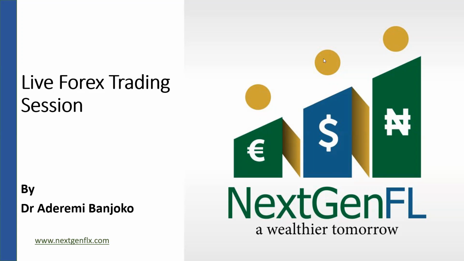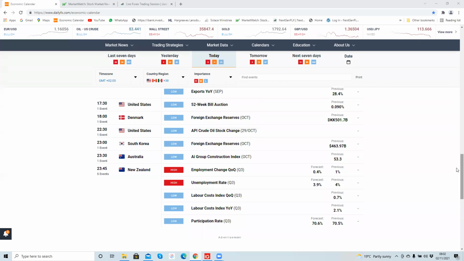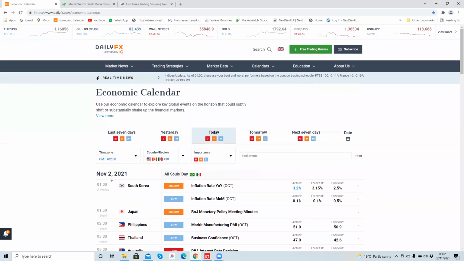The main markets we'll be looking at will be the Euro-US dollar and the dollar-Canadian dollar. So we start as usual with the economic calendar. Looking at the economic calendar, today is Tuesday, the 2nd of November. As usual, my time zone is GMT +2, so make sure you always change the calendar to your own time zone. The times I'll be quoting will be GMT +2 times.